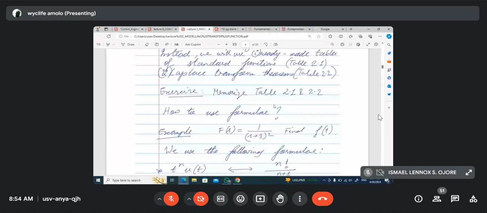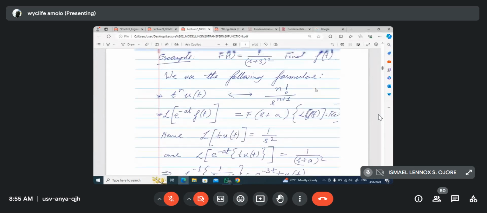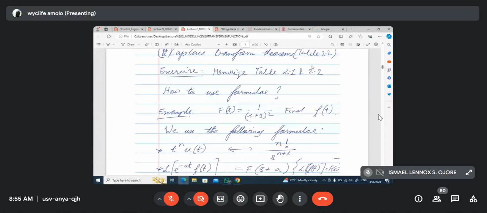So normally there's a table. There are two tables for Laplace transform, table 2.1 and 2.2. You must memorize these tables. You can go to Google and ask for Laplace transform table 2.1 and Laplace transform table 2.2. They are there. You can download them and go through them. They'll give you all the Laplace transforms, the simple and more complex. And normally if you're given an exam, it must be attached to the exam.